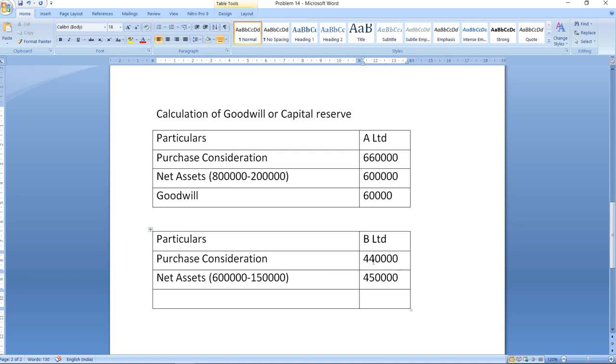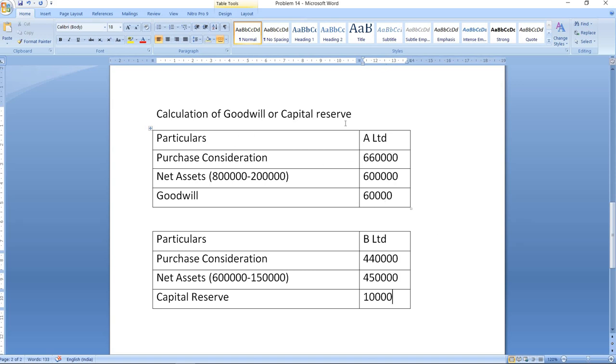Right? So now let us determine whether it is capital reserve or goodwill. So purchase consideration paid is 4,40,000 and the net assets are 4,50,000. So there is difference of 10,000. But here you can see purchase consideration is less than net assets. When purchase consideration is less than net assets, then it is capital reserve. So this is capital reserve, difference of 10,000. So capital reserve for B Limited is 10,000 and goodwill for A Limited is 60,000.